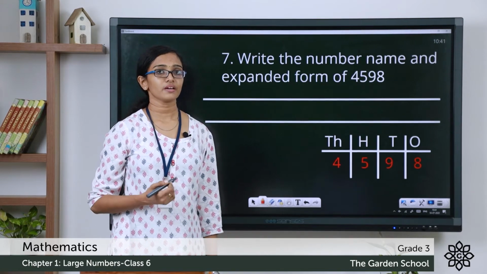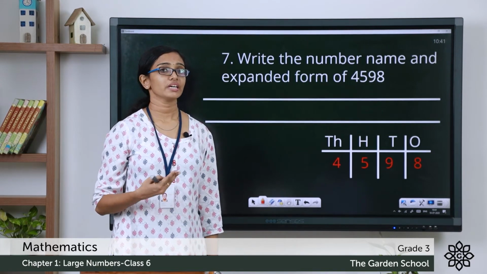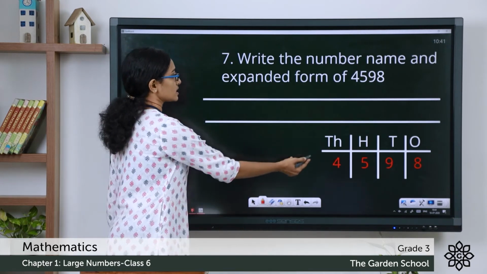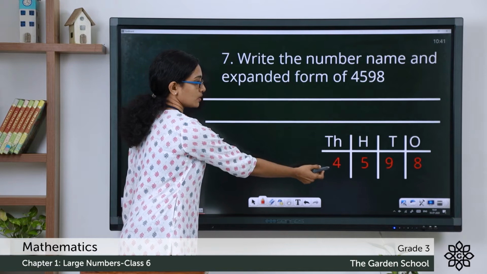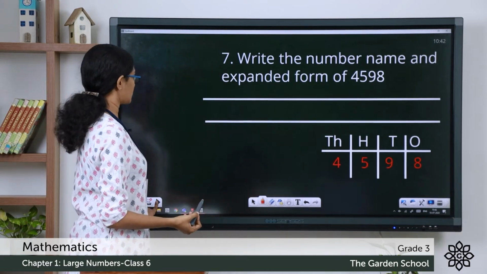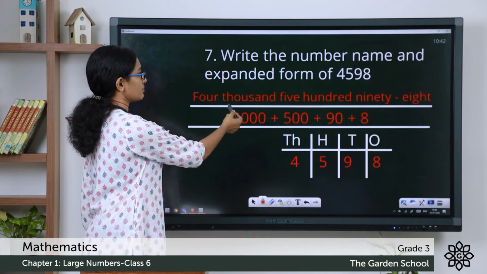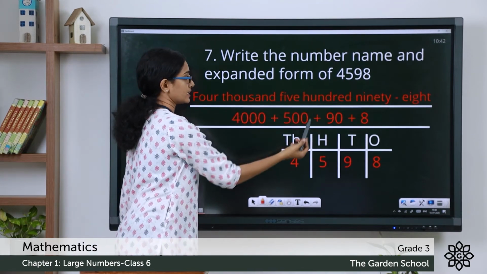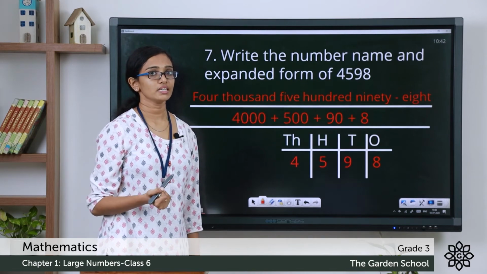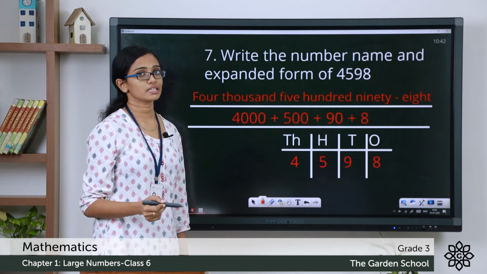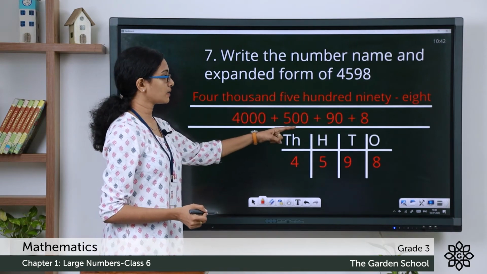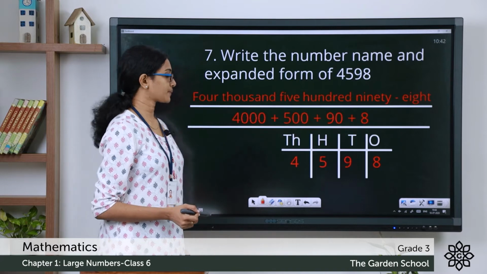Number name is the way we read or say a number, and we read a number according to its place values. And since the place values are 4598, the number is written in number name as 4598. And the expanded form is the sum of all the place values of the digits in the number. So the expanded form is 4000 plus 500 plus 90 plus 8.